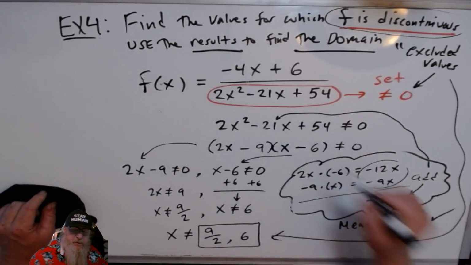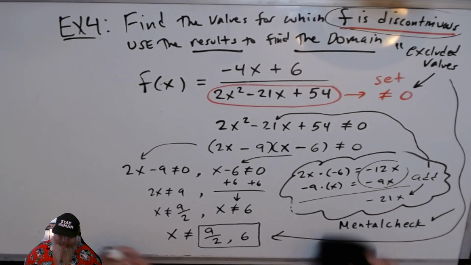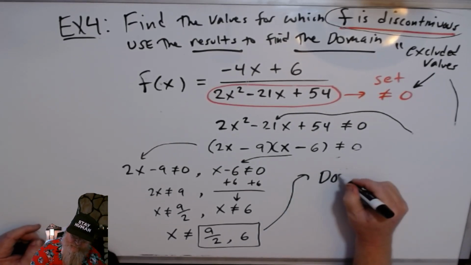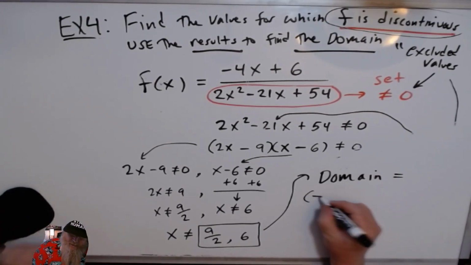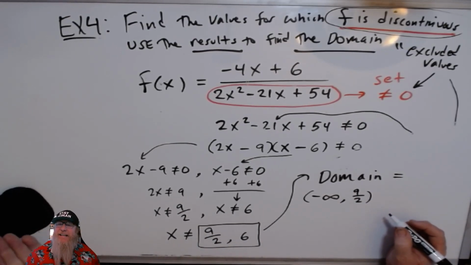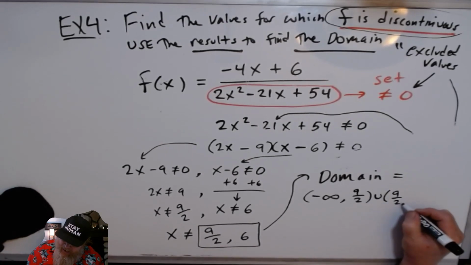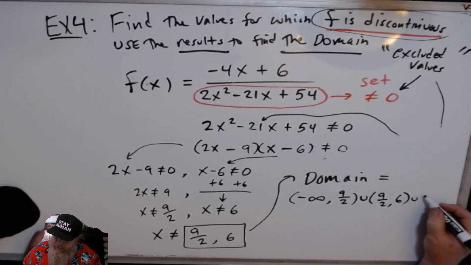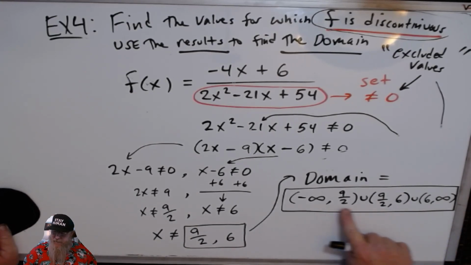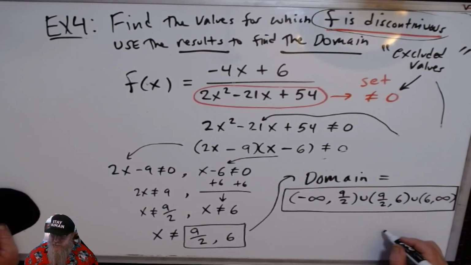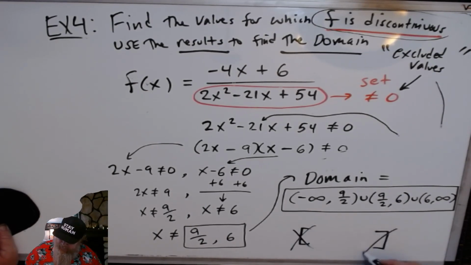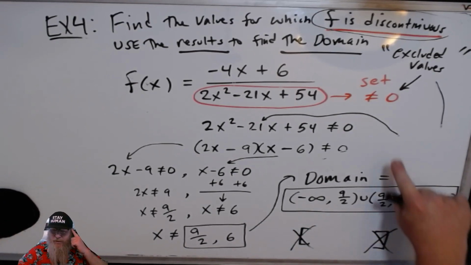Okay, now once you have that, you can use the results to find the domain. The domain is negative infinity to 9 halves, union 9/2 to 6, union 6 to infinity. You do have to put them in the right order. 9 halves is less than 6. So there's your domain. All of these are parentheses. You only use the square bracket if it's a greater than or equal to, or a less than or equal to. But not in this example. In this example, they're all not equal to.